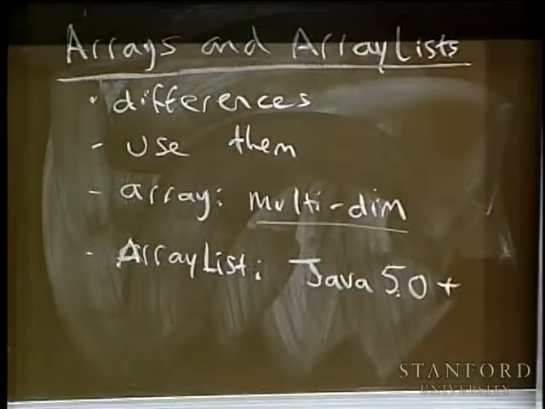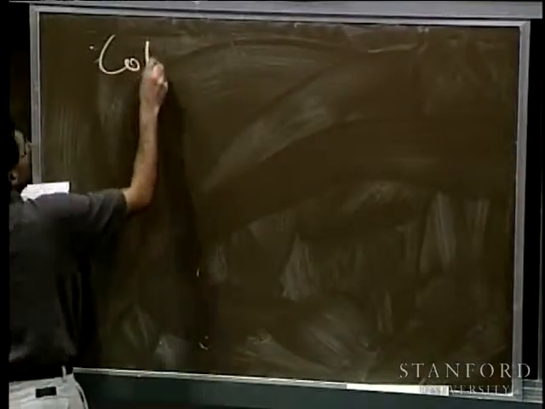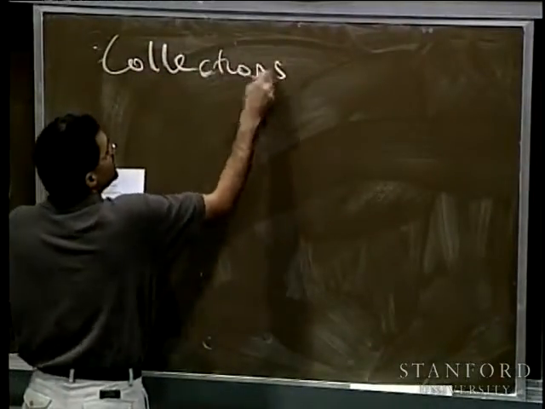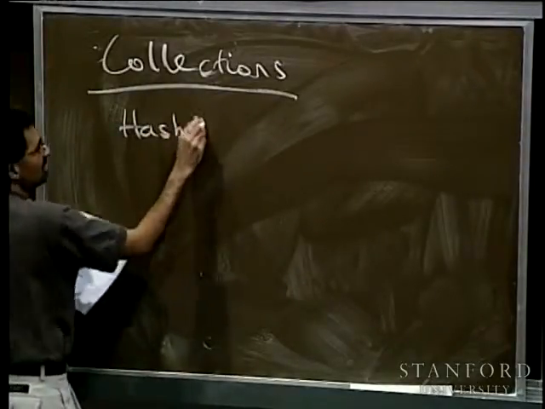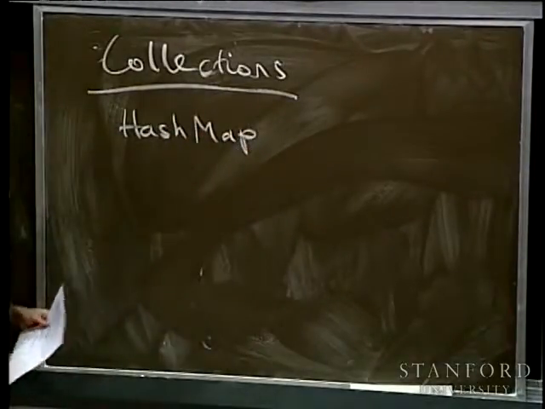And then after arrays and array lists, which was the introduction to the whole notion of Java collections, was thinking about collections. So besides just array list, you also saw hash map, which hopefully at this point you're the master of the hash map.